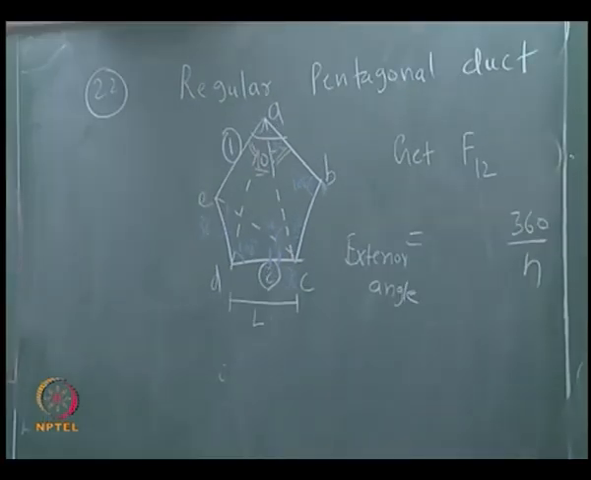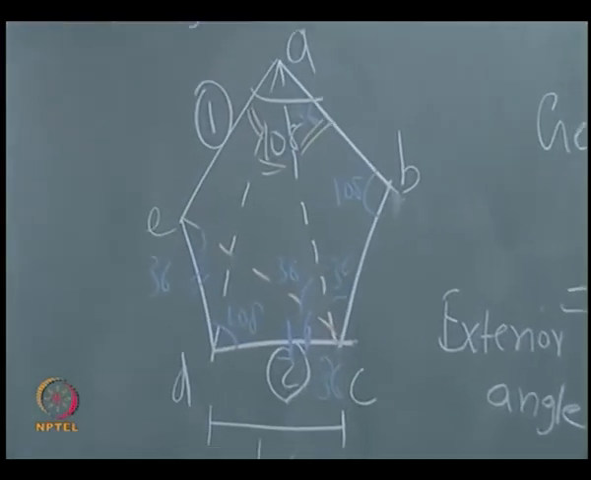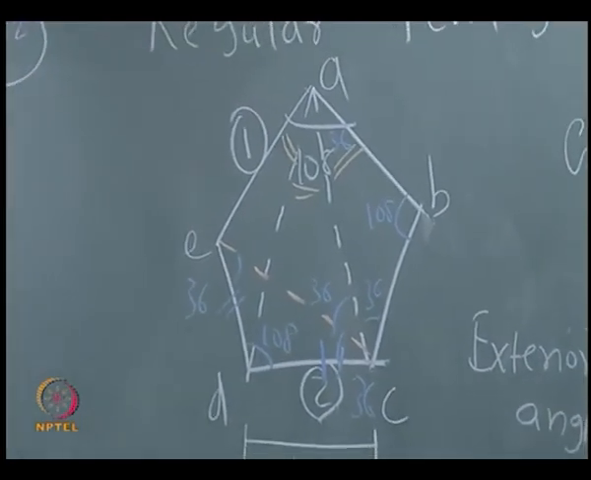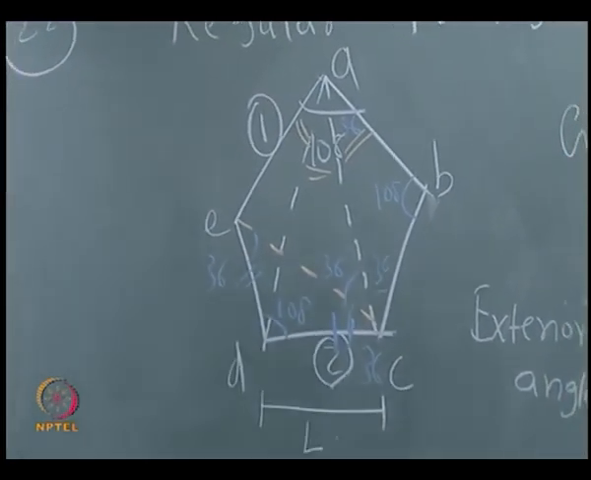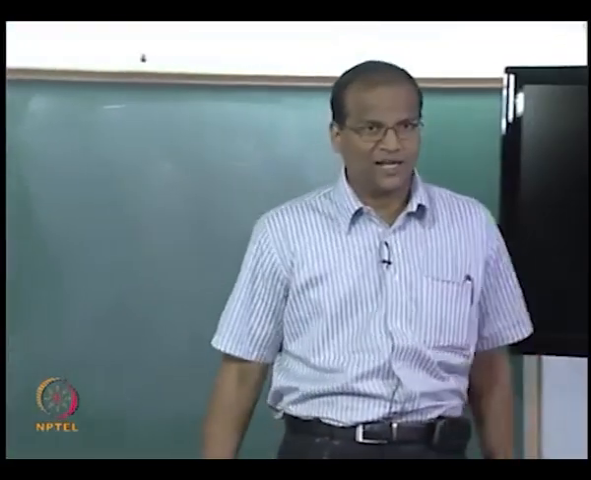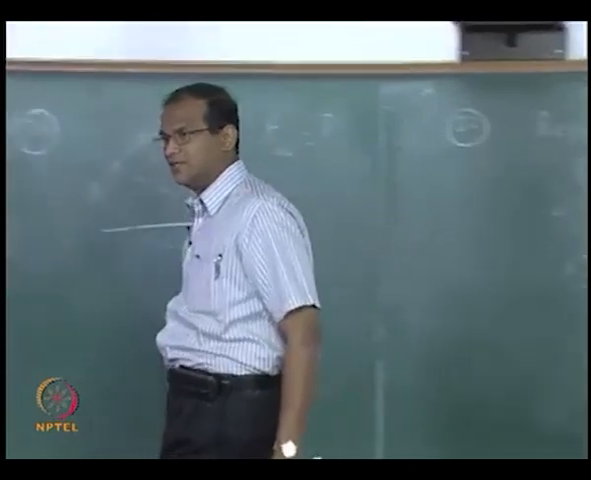Now Vinay, got it? Answer F12 equal to? Sin 54 minus half. I got 0.31. What is the answer? Right, correct. 0.309 is the right answer. Now we will do it. Did you use the Hottel's crossed string? Yes, correct. So you have to use the Hottel's crossed string. That's why I gave this problem after the Hottel's crossed string.